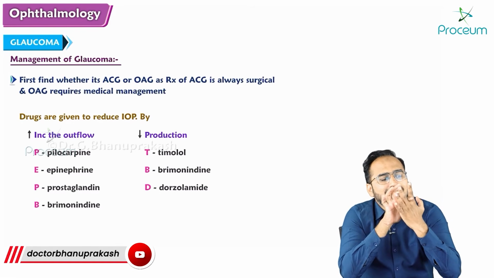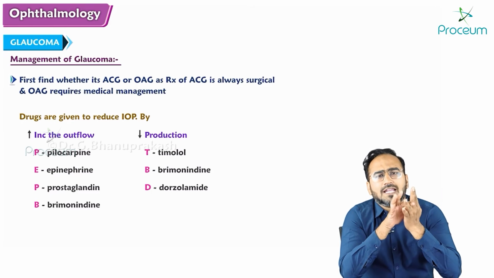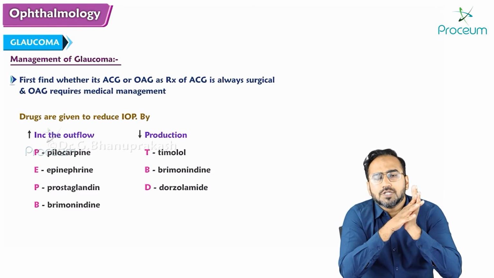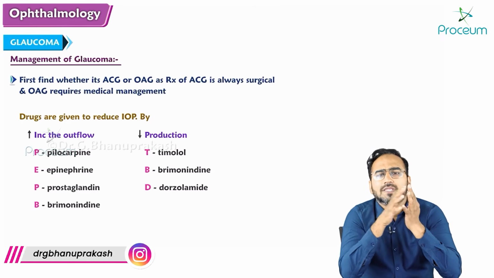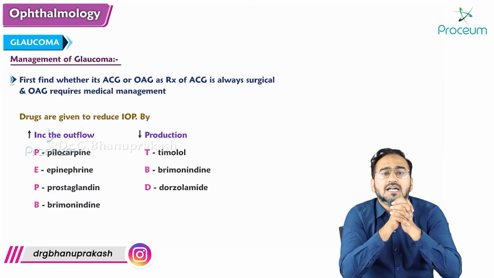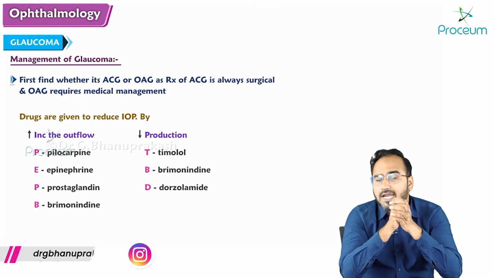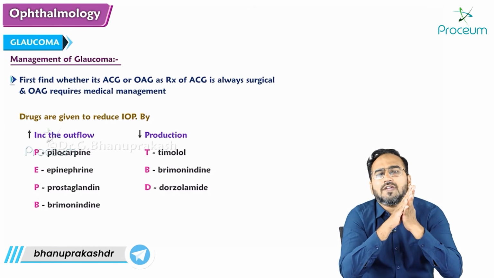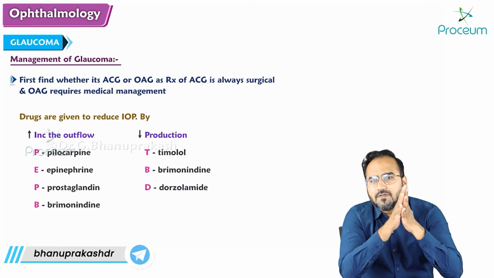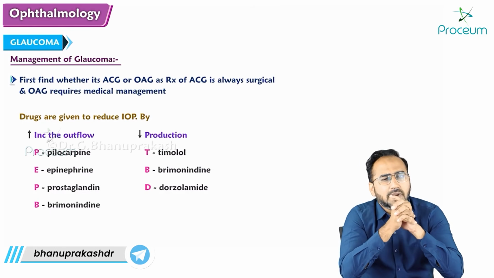You take a laser, and remember, what's the pathology of open angle glaucoma? The trabecular meshwork is being fibrosed. So the second modality is what? You take an argon laser and you open the trabecular meshwork. That is called argon laser trabeculoplasty, ALT. If ALT also fails, the last option for open angle glaucoma is trabeculectomy.